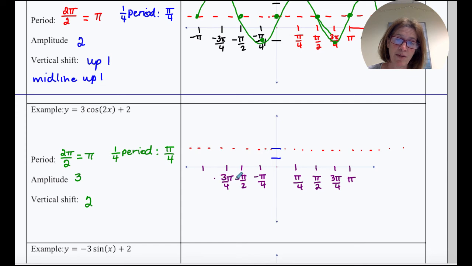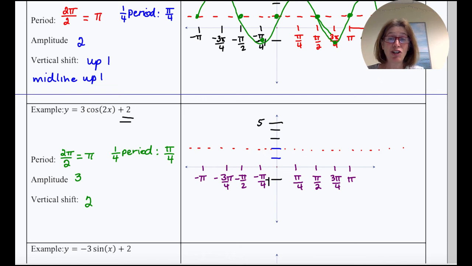These are all negative. Okay, remember, I forgot with my midline, I want to do my vertical shift. So I'm going up 2. So from my midline, I'm going to go up 2. So I would be at, go up to my amplitude. So I'm going to go up 3 from my midline. So that would put me at 5. And then 1, 2, 3 down would put me at -1, right?